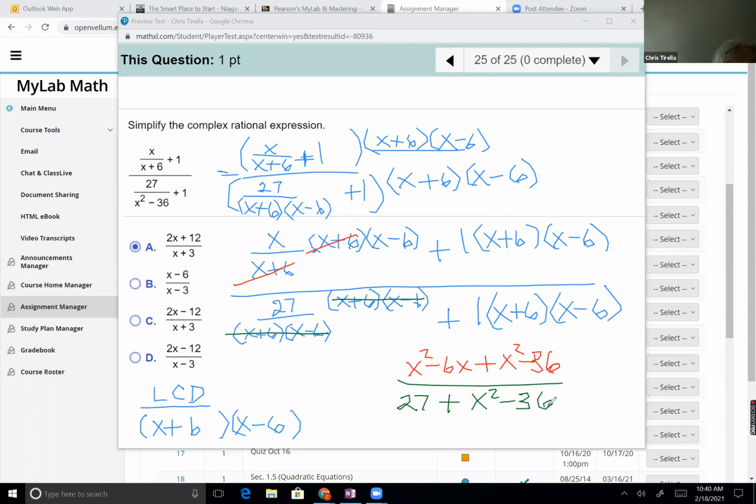And then we'll combine like terms and simplify. I've run out of space. What is that? That's 2x squared minus 6x minus 9 over x squared minus 9.